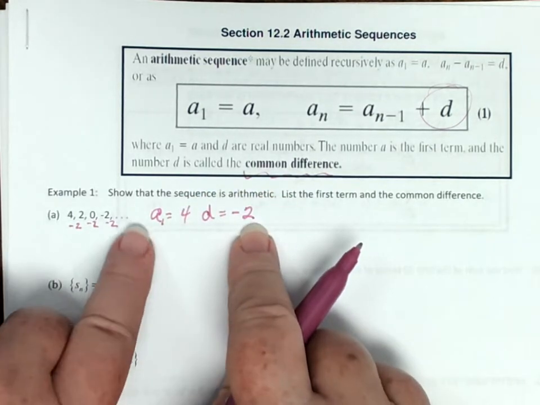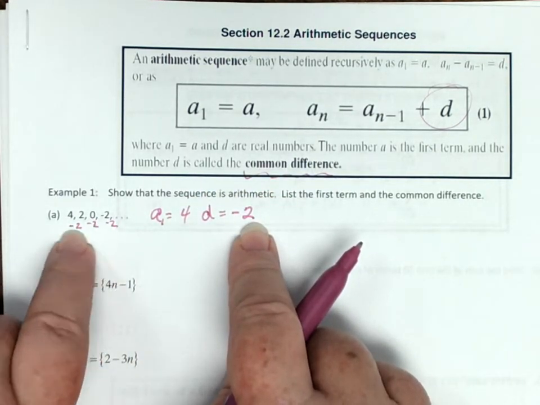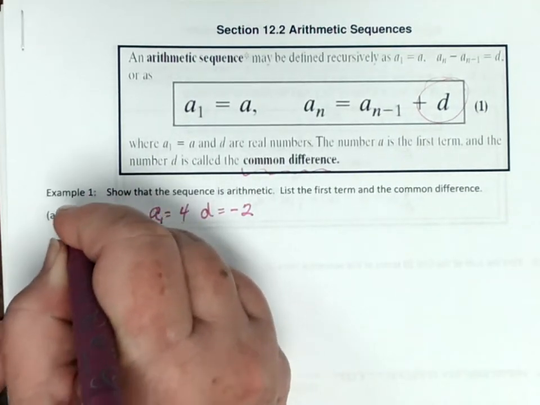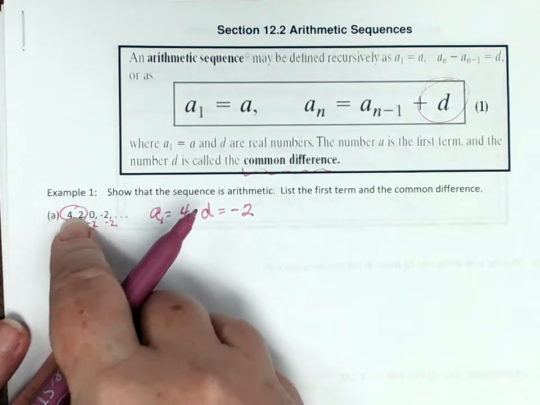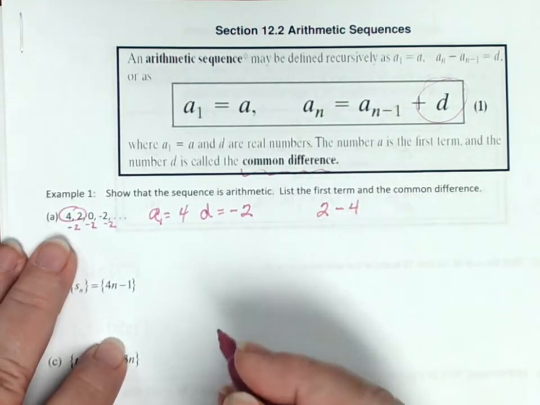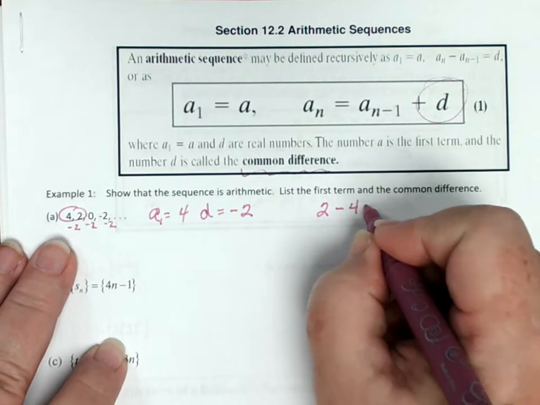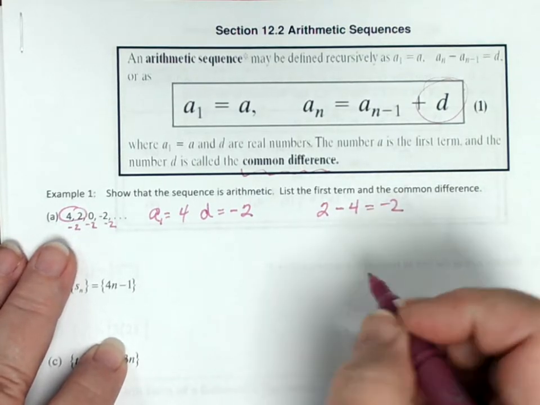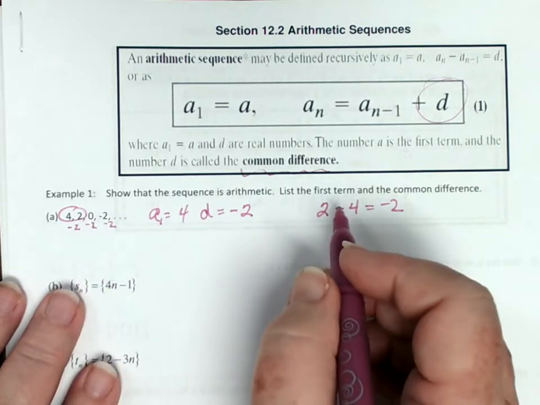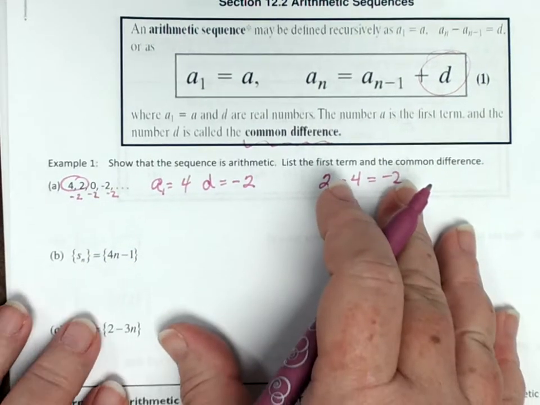But what if I didn't know the common difference? What if I couldn't just look at it and tell? Well, you pick any two numbers that are beside each other. Any two will work. You take the second number minus the first number, and that will give you the common difference. If it doesn't work no matter which two you've picked, then you don't have an arithmetic sequence.